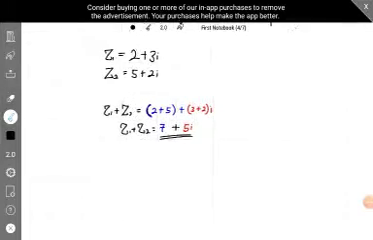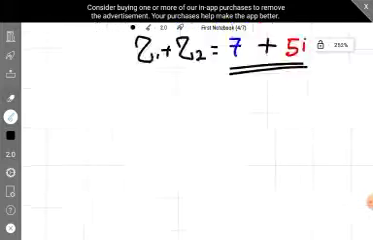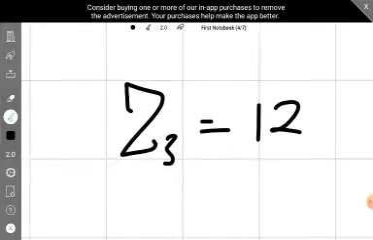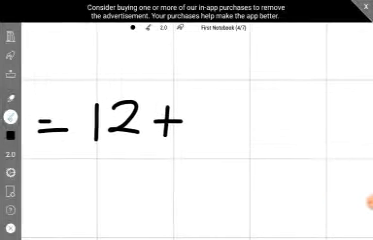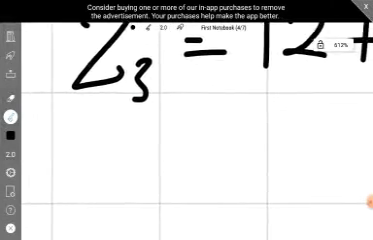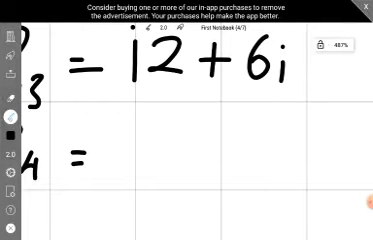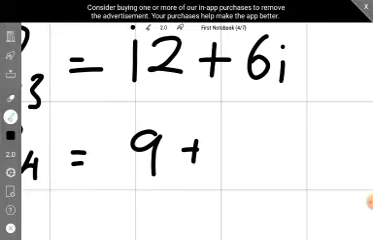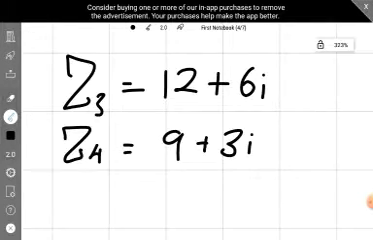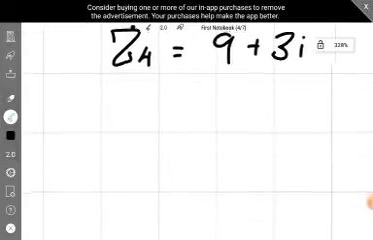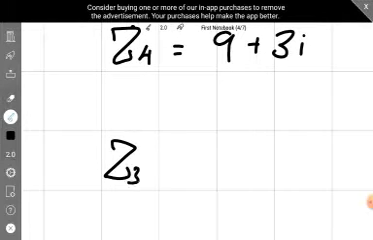Assuming we have z3 to be 12 plus 6i and z4 to be equal to 9 plus 3i, and we're told to subtract z4 from z3, that is to say z3 minus z4.